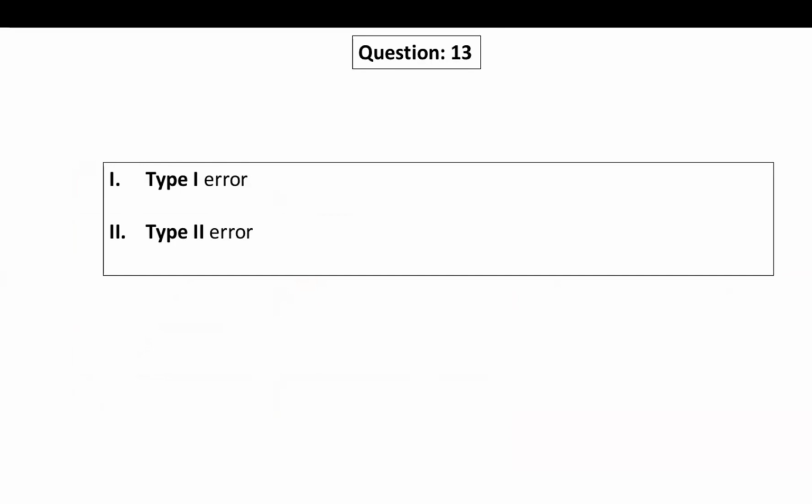So what is type 1 error? Type 1 error is rejecting a null hypothesis when it is actually true. So it is also called a false positive. Yes, sir. What about type 2 error? Type 2 is failure to reject a null hypothesis when it is actually false. That means false negative. Okay.